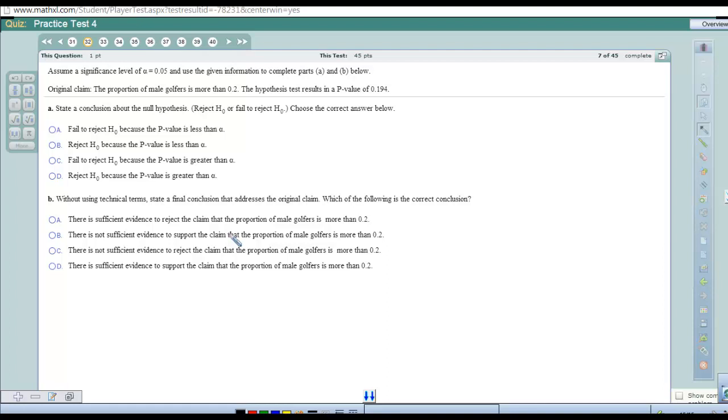I can't say this enough. It's the null hypothesis that's being tested, not the alternative. So we reserve reject and fail to reject for the null hypothesis. Very good.